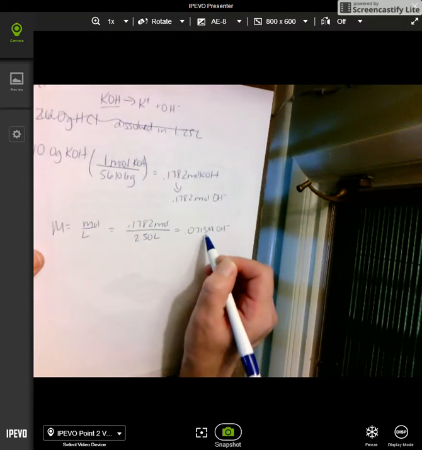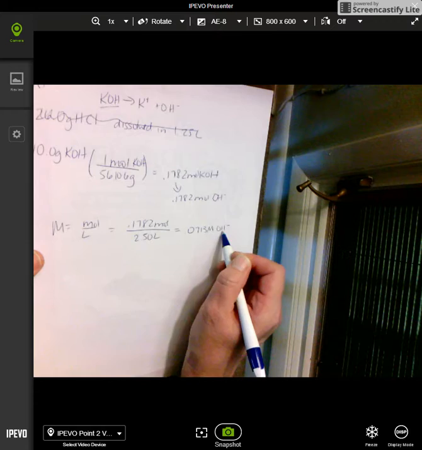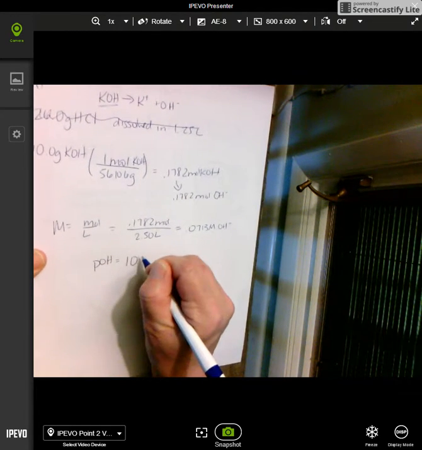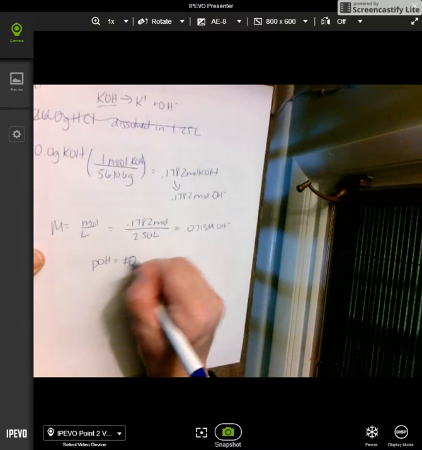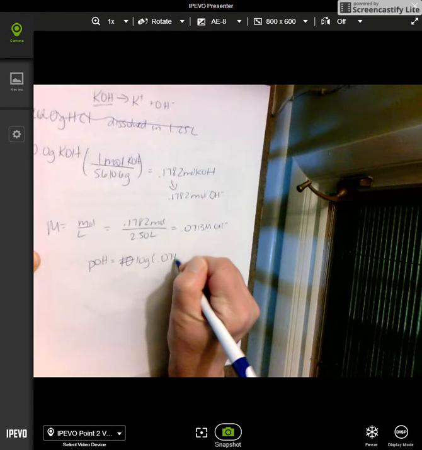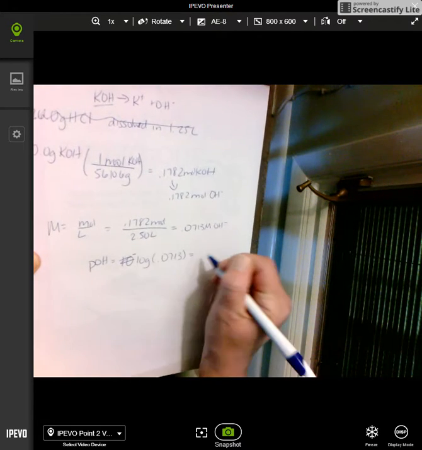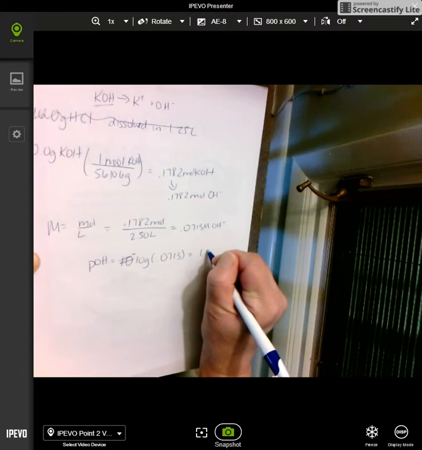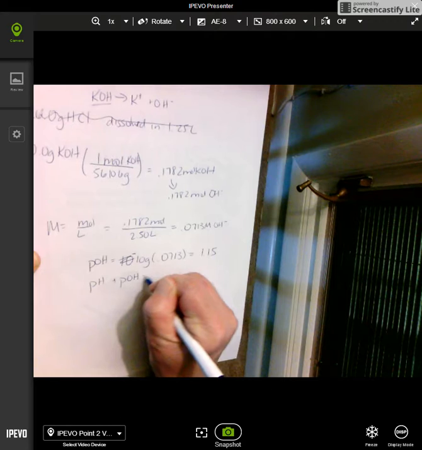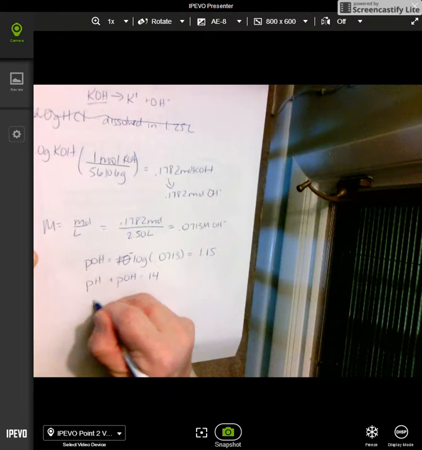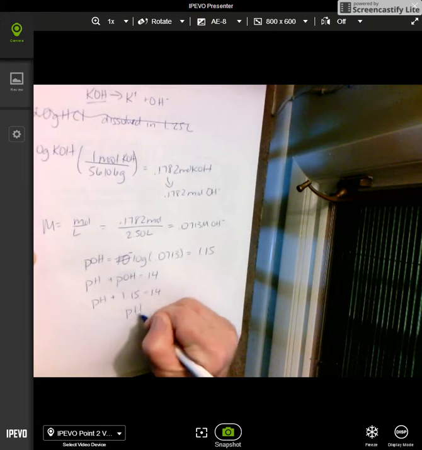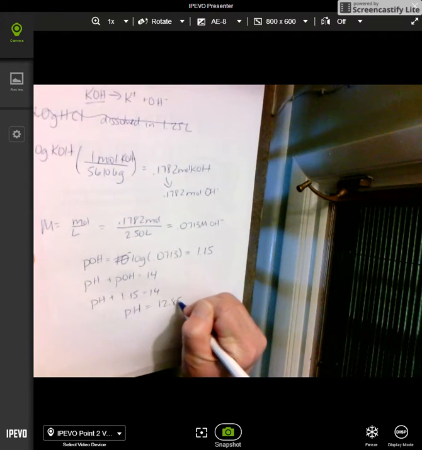So I can't figure out the pH straight from the molarity of hydroxide ions, but I can figure out the pOH. pOH is negative log of the hydroxide ion concentration, negative log of 0.0713, which comes out to be 1.15. And you know that the pH plus the pOH equals 14. So I've got pH plus 1.15 equals 14. So my pH is 12.85.